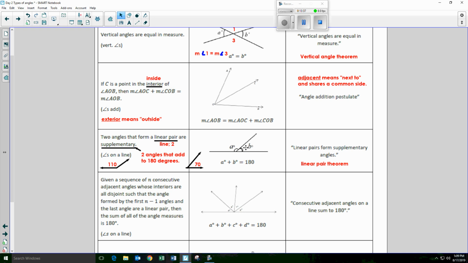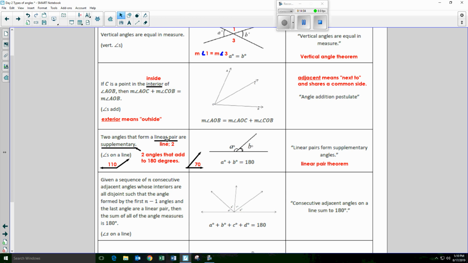Linear pairs have to be adjacent. Now I wrote adjacent up here, talking about these two angles being adjacent to one another. Adjacent means next to, and they share a common side. So angles AOC and COB are next to each other, and they share this common side of ray OC. That's what adjacent means, next to. So angles A and B are adjacent. They are next to each other, and they share that common side right there.